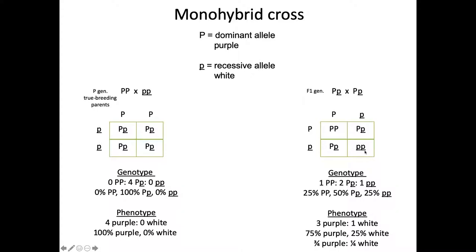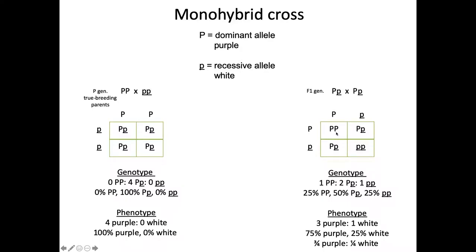Let's see what their ratio is for the genotype. So here, based on this Punnett square, we see that we can get 1 homozygous dominant, 2 heterozygous, and then 1 homozygous recessive. Let's write that in percentage form. So 25% would be homozygous dominant, 50% would be heterozygous, and then 25% would be homozygous recessive. So all these percentages add up to 100%. The ratios add up to 4 because there are 4 possibilities. So that's your genotype. Let's look at the phenotype. Well, how many of them will be purple?